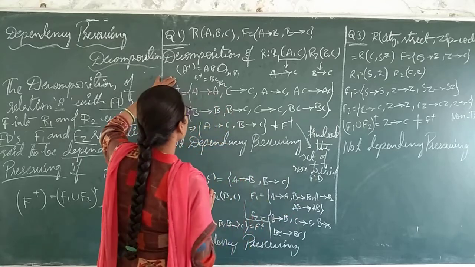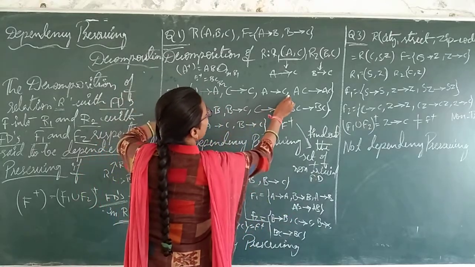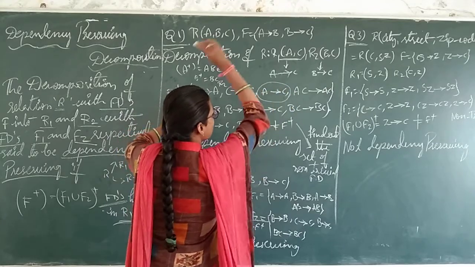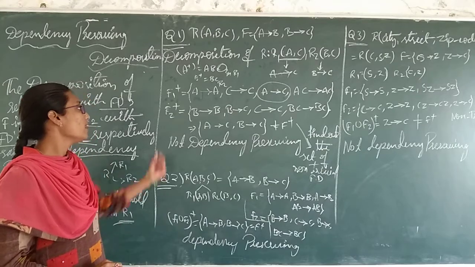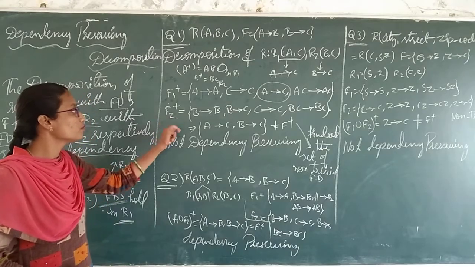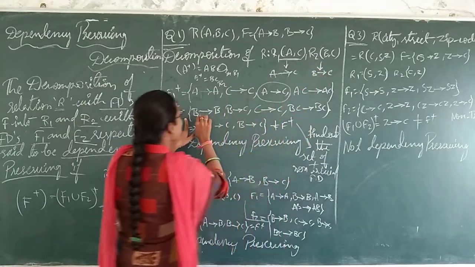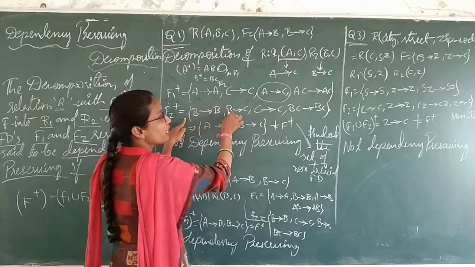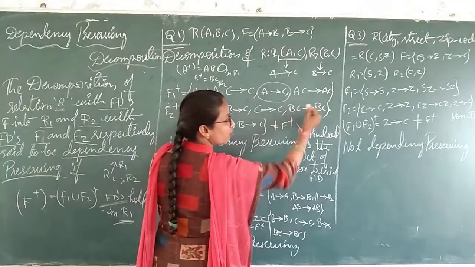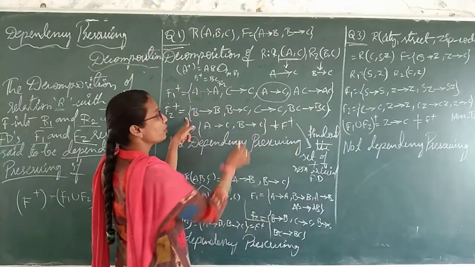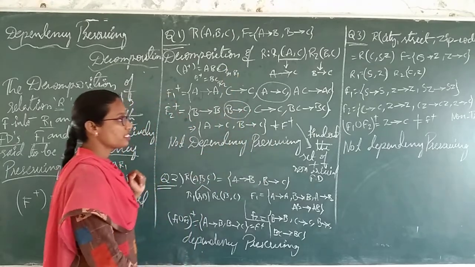Where is the non-trivial functional dependency? Here, A determines C. And next, the F2 closure. In the R2 relation: B determines B, B determines C, C determines C, BC determines BC. In this, the non-trivial functional dependency is B determines C.